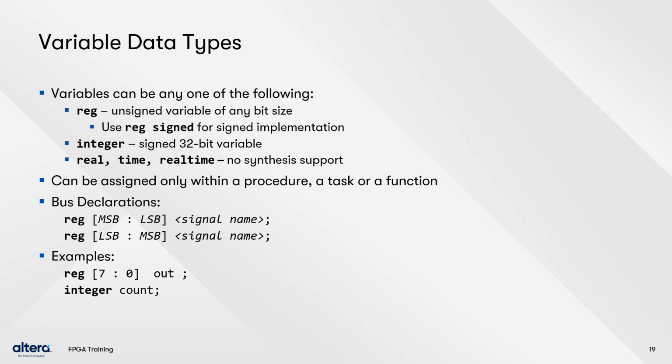Integer represents 32-bit signed variables. Real, time, and realtime are there for simulation purposes only. They do not have synthesis support. Variable data types need to be assigned inside a procedure, a task, or a function. We will see later what these mean. They cannot be driven using the continuous assignment statement assign. With the reg data type, bus declarations can be made the same way wires can.